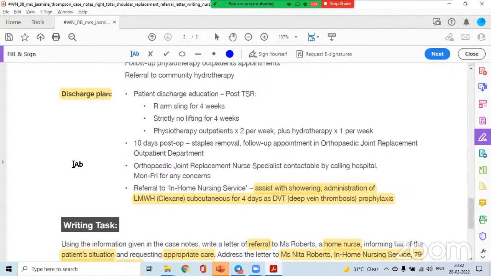So you can write here, body paragraph 3. You can write it as body paragraph 3. These points. Okay. Body paragraph 3. Okay. Next one. So after discharge, what else is there?